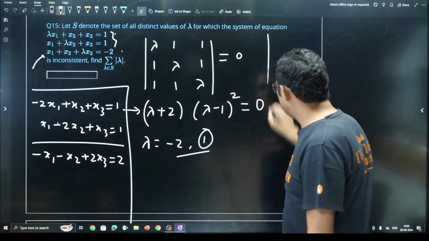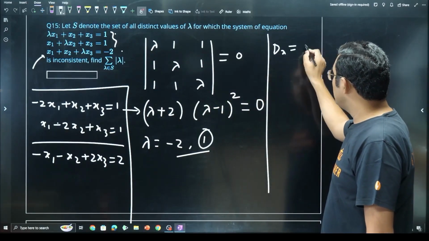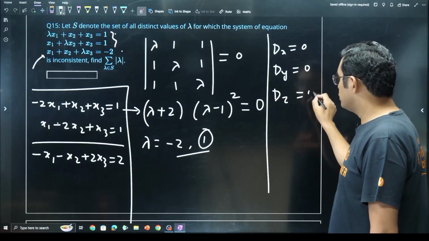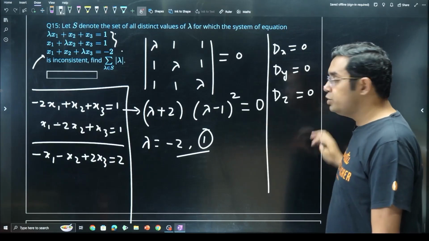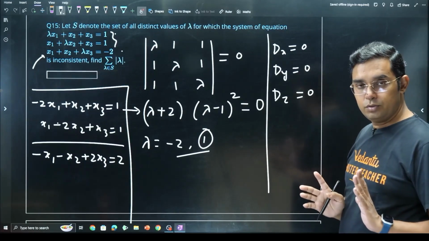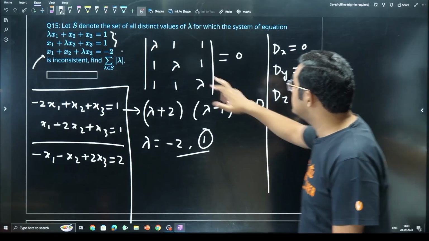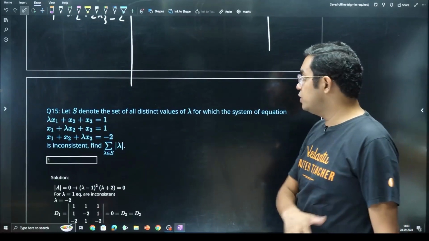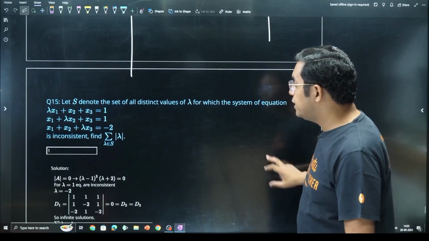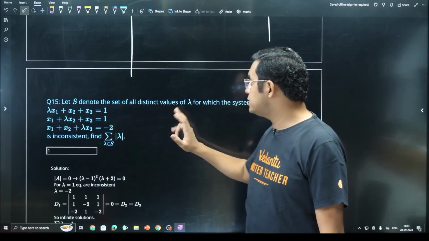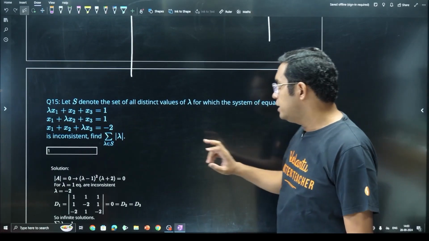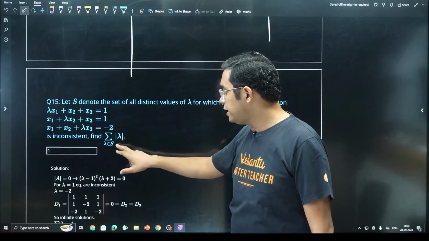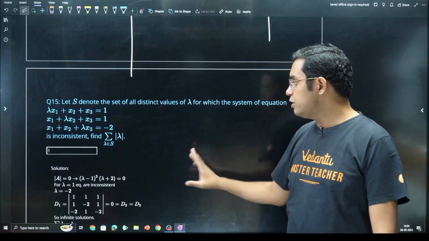Or there is another method: you find dx using Cramer's rule, you will get 0, dy you will get 0, dz also you will get 0. So from there you get all determinants coming out to be 0, so it will have infinite solutions. Okay, so this is how this question is done. I hope you must have done better than your previous two exams in this paper. So answer is 1. Actually they were asking S denotes the set of all distinct values, then they are asking for the sum of the values inside the set. So there is just one value, 1, so the sum will be 1.